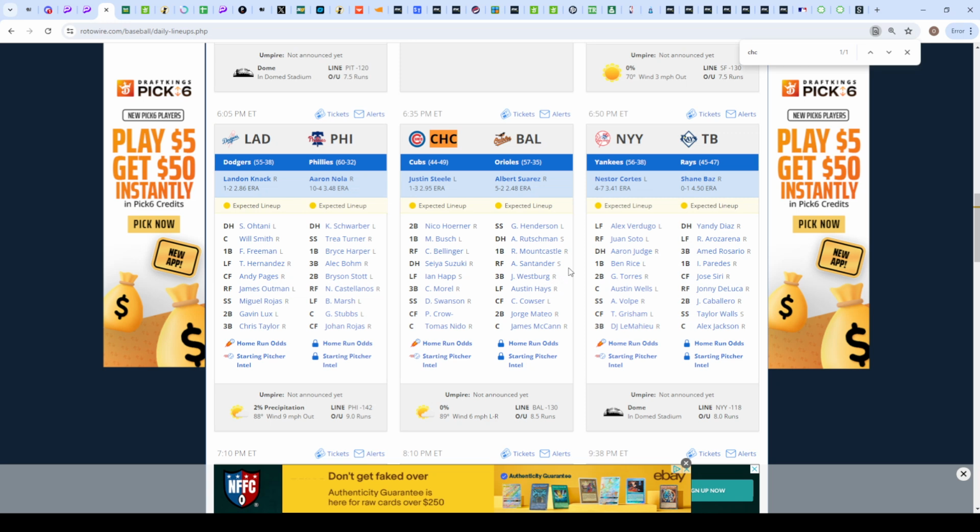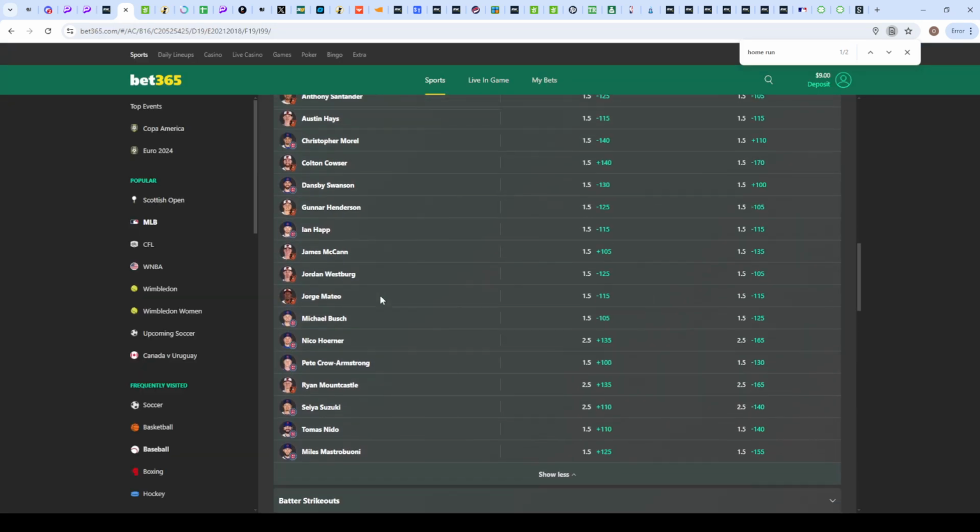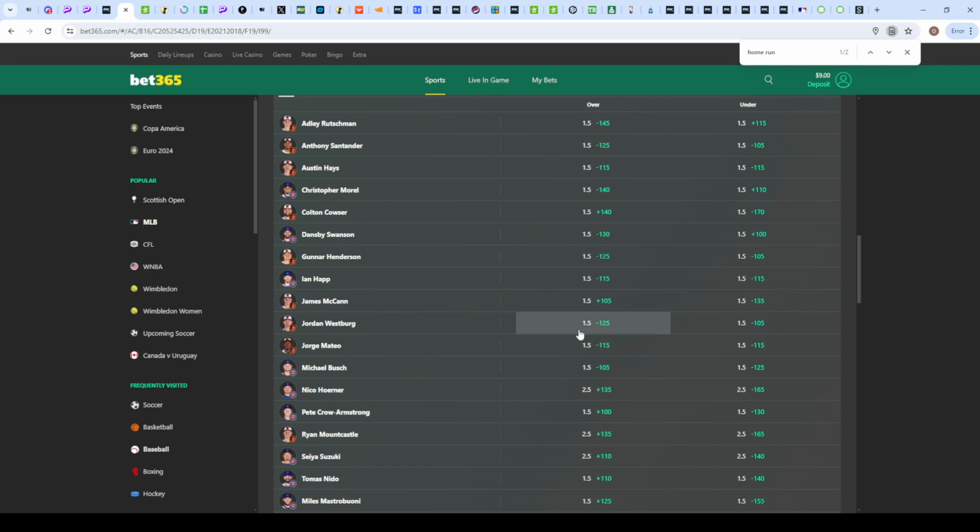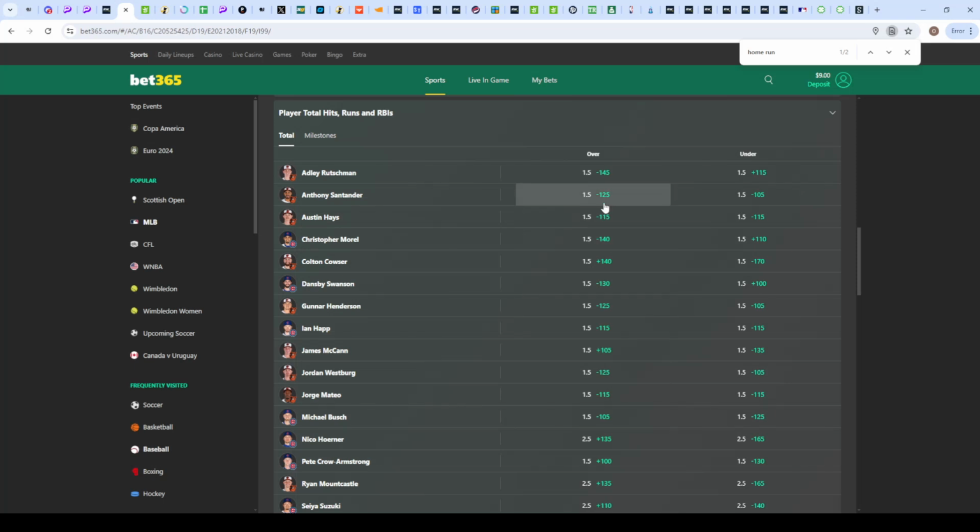He has hits, runs, RBIs, so I'm going to have to settle for that. Hits, runs, RBIs into runs is a better stack, but we've got to work with what we have here, and that is the hits, runs, RBIs props. Honestly, I'm okay with it because there's very good juice on both these props. Westberg at minus 125 towards the over, and same thing for Santander here, minus 125 towards the over.